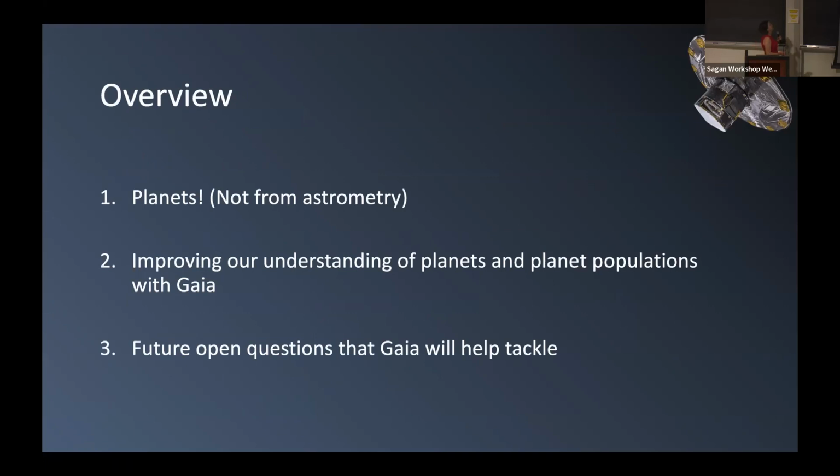Okay. So first I'll start by talking about the planets that we found so far. We heard a little bit of that just now, but we'll go through it a bit. Then I'm going to go through some examples of ways that our improved stellar parameters and understanding of the galaxy have helped us understand planets better. And finally, a little bit about how Gaia will help us in the future to keep tackling these questions. Okay, so let's start with planets.